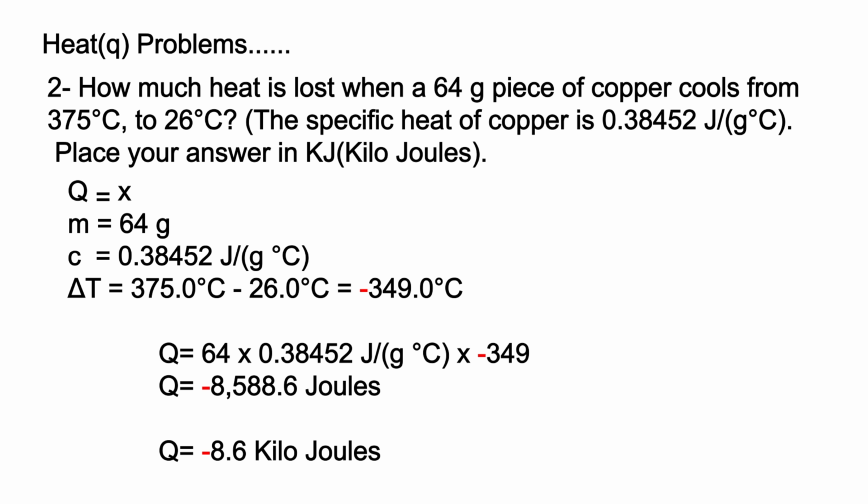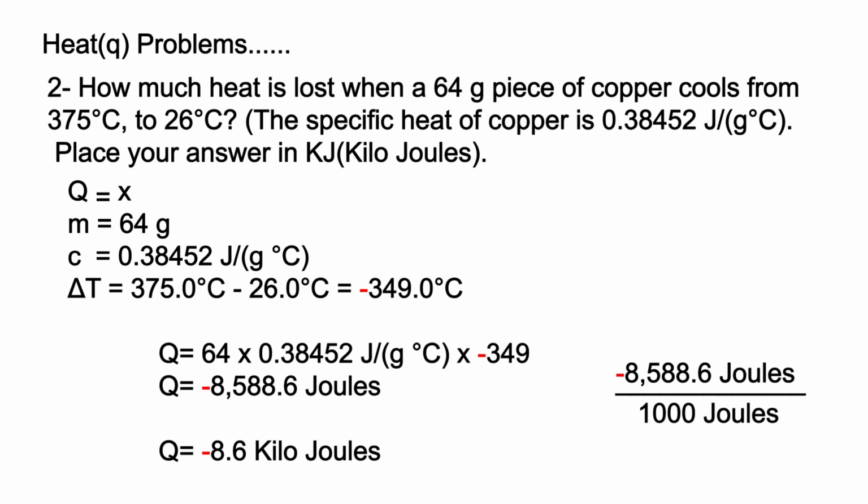So this is joules, and they are asking for kilojoules. How are we going to find it? We are going to divide by 1000. Why? Because 1 kilojoule is equal to 1000 joules. So negative 8588 divided by 1000, and we will have negative 8.6 kilojoules.